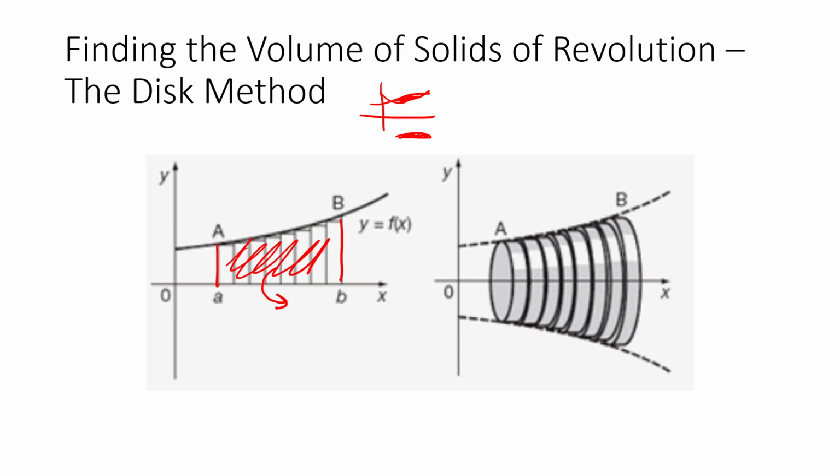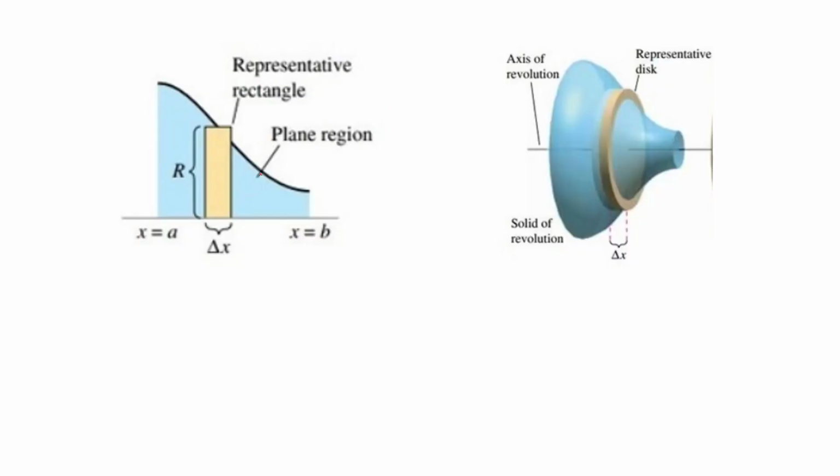Okay, so to do this, we're going to go back to the idea of finding area by using approximating rectangles, like when we did Riemann sums. But rather than look at all of the rectangles, we're just going to look at one of them and think about what happens. So let's say this blue region, I would like to rotate it to get this solid that's pictured over here. If I rotate this rectangle, you can imagine it coming down here, going 360 degrees all the way around. What that would do is trace out a cylinder or a disk. That's why we call this the disk method.